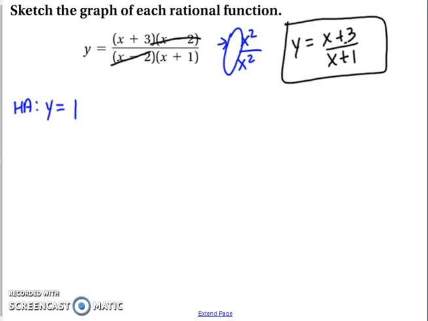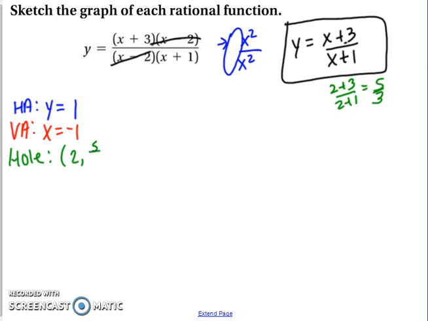So the next thing is my vertical asymptote. Vertical asymptote is what I don't get rid of. That's my non-removable discontinuity. I did not get rid of x plus 1, so that's my vertical asymptote: x equals negative 1. I did get rid of x minus 2, so I have a hole at 2. To find the y value, I'm going to plug that 2 into the function. 2 plus 3 over 2 plus 1 gives me 5 over 3.